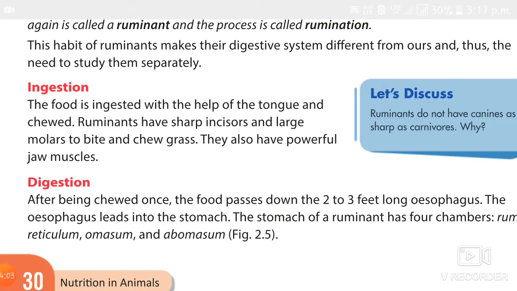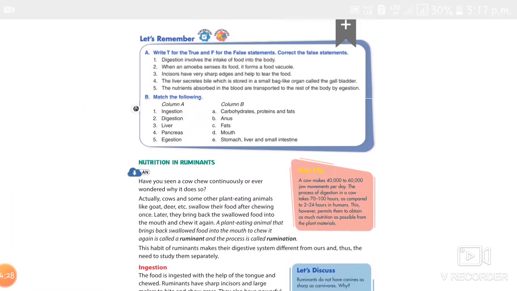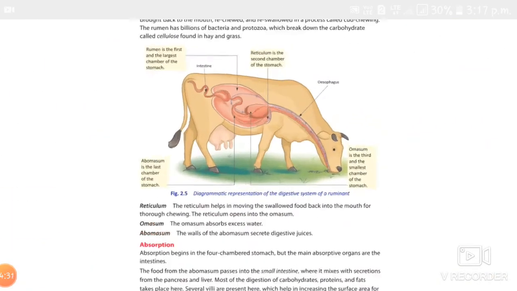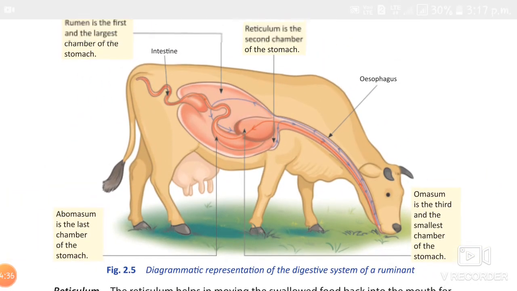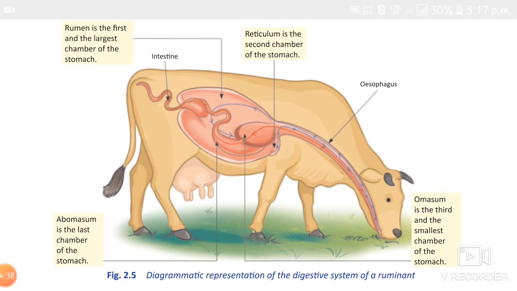Then the food through the esophagus leads to the stomach. In humans the stomach has only one part, but the ruminant stomach has 4 chambers. What are they? Rumen, reticulum, omasum, and abomasum. The rumen is the first chamber of the stomach. You can see this picture clearly.